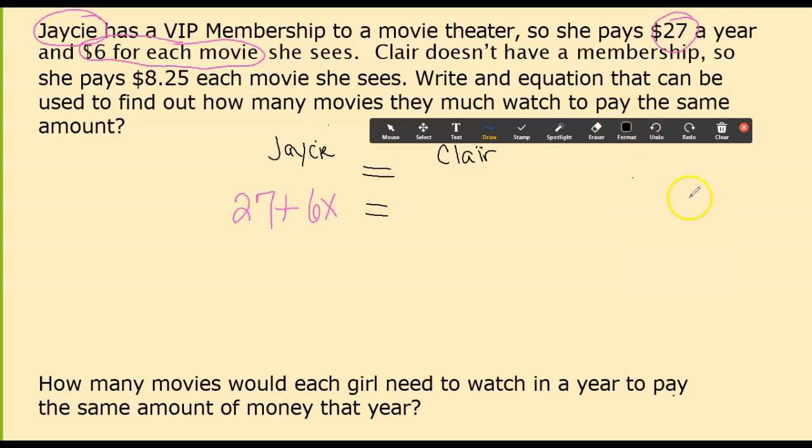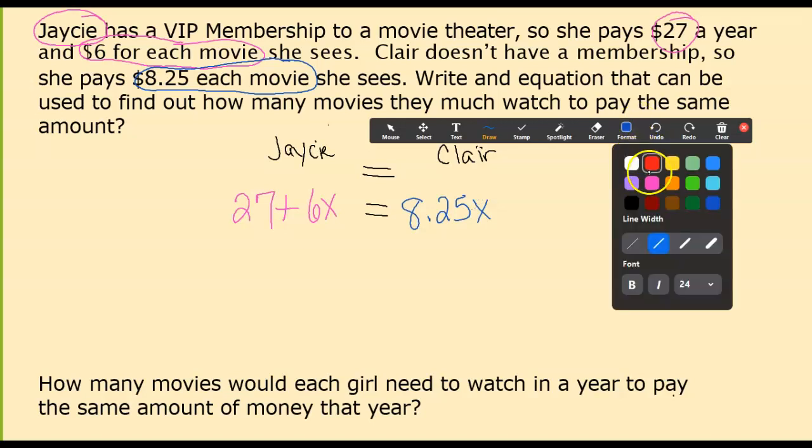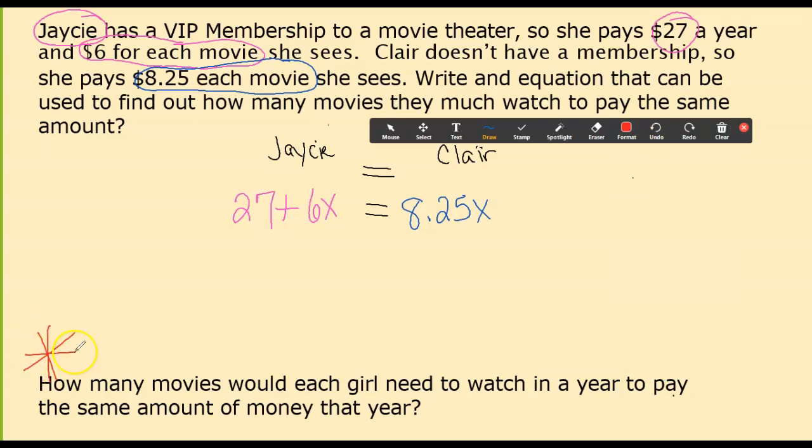Now let's go get Claire's information. Does Claire have a membership fee she pays? She doesn't have a fee. She just pays $8.25 for each movie. So what am I going to write on Claire's side? 8.25x. All right, if the question just asked for the equation, we're done. But if it asked for how many movies, I got to take it a step further and solve. So since it asked that, let's go ahead and practice solving.